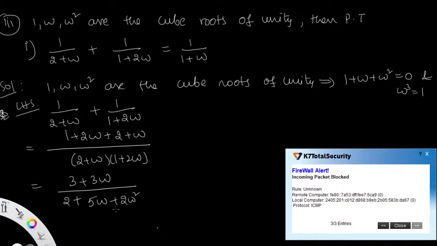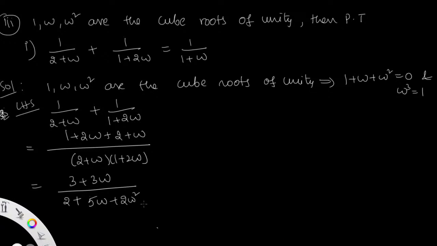Now, write 5 omega in the form of... by observing this, 2 plus 2 omega square is there. So write 2 here, 2 omega, and keep the remaining term aside. In the numerator take 3 common, that is 1 plus omega. Then 5 omega can be represented as 2 omega plus 3 omega. Just 2 omega I am taking here. So 2 plus 2 omega plus 2 omega square, plus 3 omega kept aside, the total becomes 5 omega.